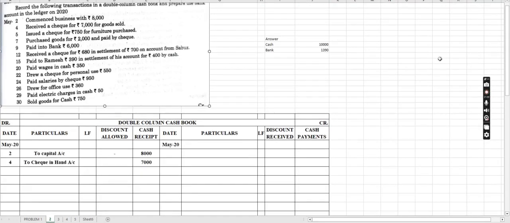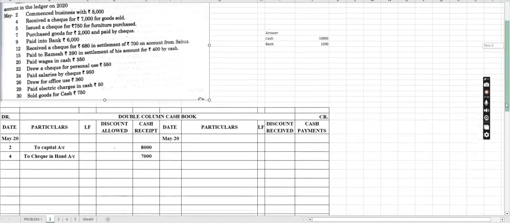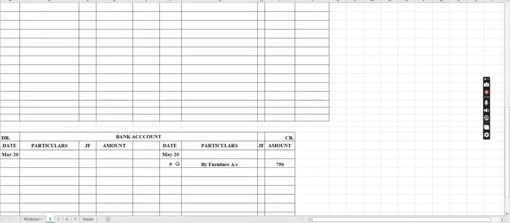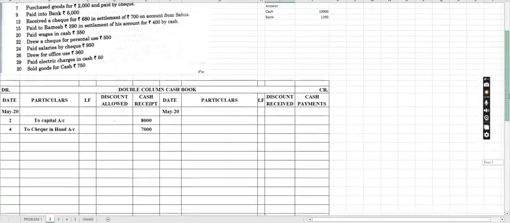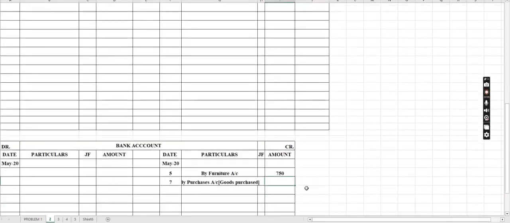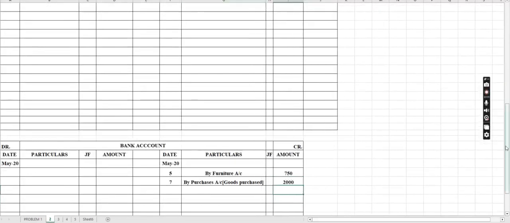Again, it is a bank transaction. We have purchased the goods. Okay, on 7th, by purchases account, in bracket I can say goods purchased by issuing a check or anything like that. What was the amount? Amount was 2,000 rupees. 2,000. Okay. Next.